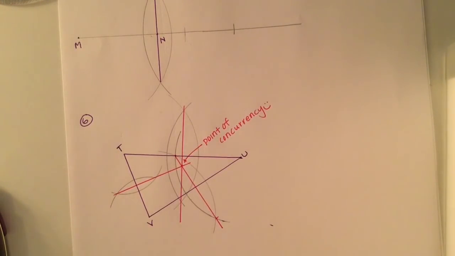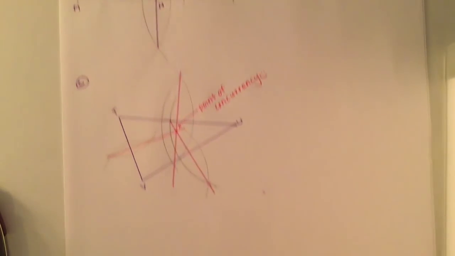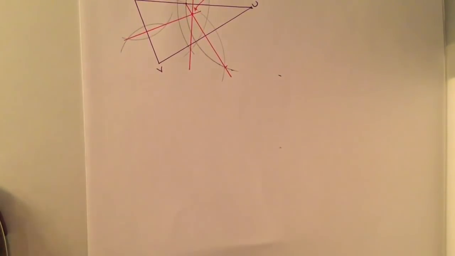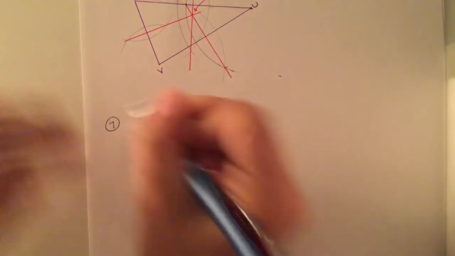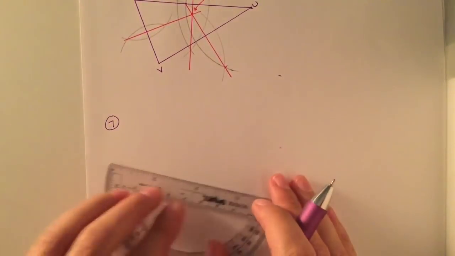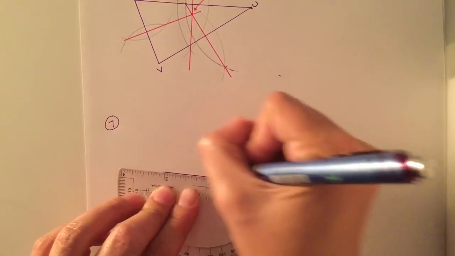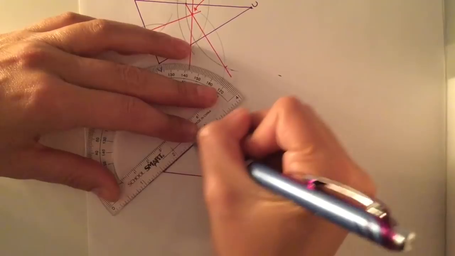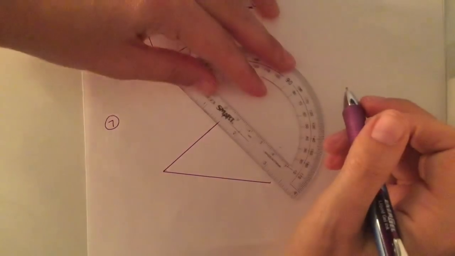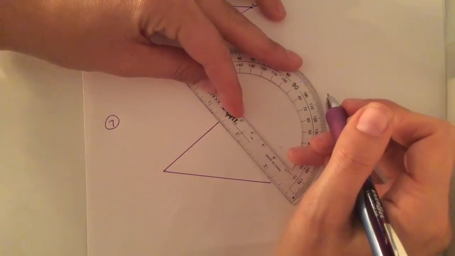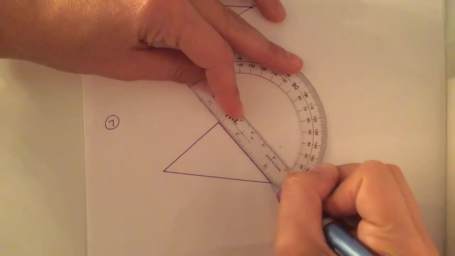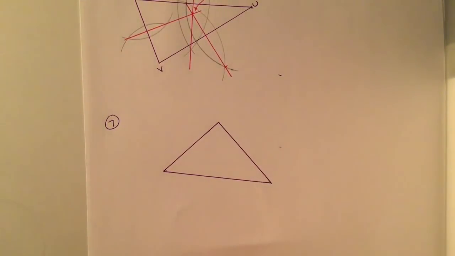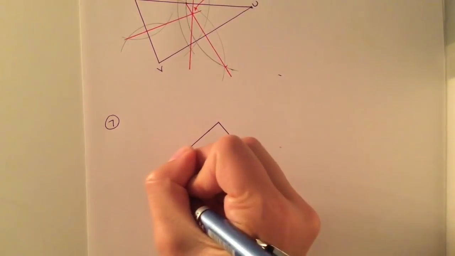For number 7, we're going to draw another triangle, GHJ, and we're going to construct the three medians of the triangle. All right, so for number 7, we're going to draw another triangle. One thing that's important here is it does say to draw, so we want to make sure that we're using our straight edge. The more neat our work is, the easier it is to construct. All right, we're going to call that GHJ.